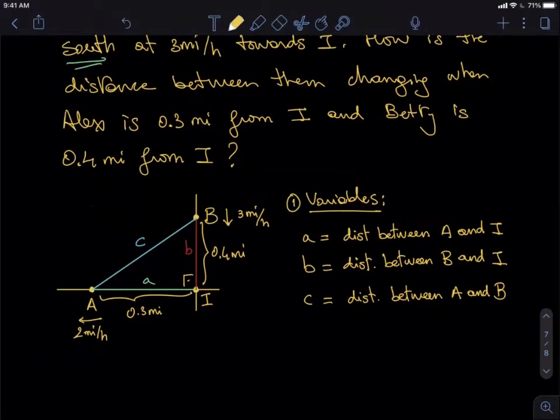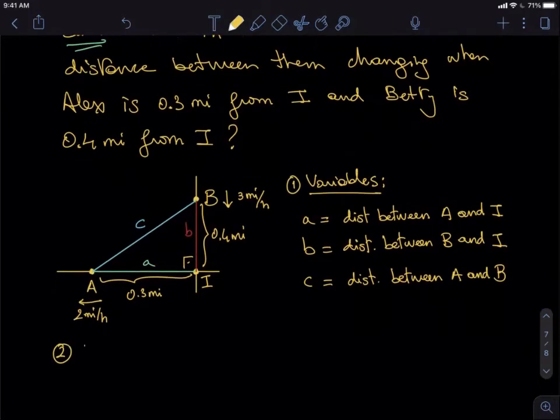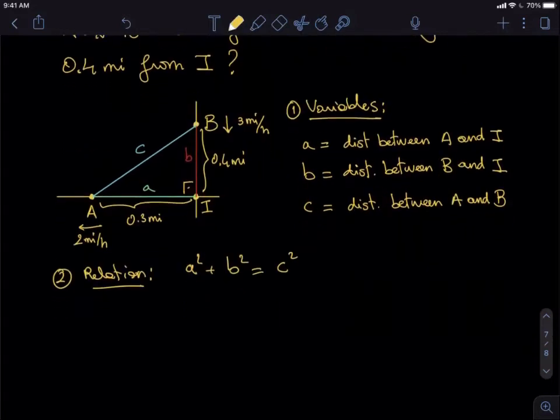Then the second step was to find a relation between the variables. The only thing I see here that we can work with is that the three variables are the sides of a right triangle. So we have the Pythagorean theorem that says that a squared plus b squared equals c squared. And that is done.